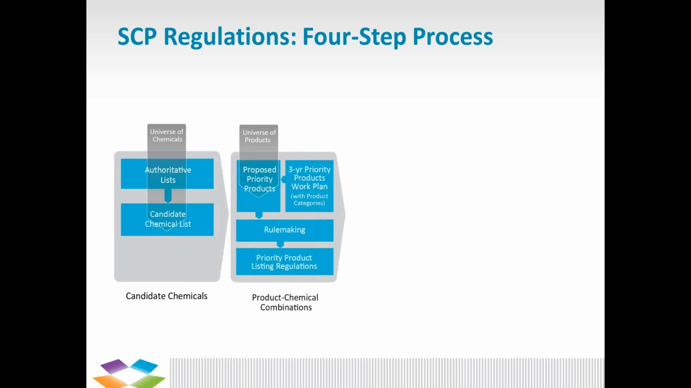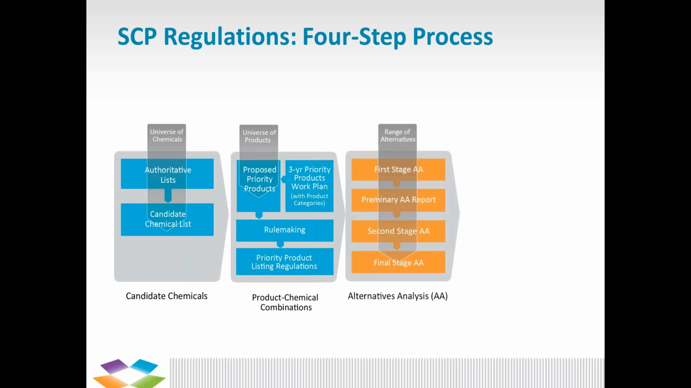The next stage of the process is us taking those chemicals and looking at consumer products that contain one or more of those chemicals and saying which ones we want to tee up to be the focus of our program and the requirements for doing AA. So the way we do that is that we have a rotating 3-year work plan that identifies product categories from which we pick specific products. We take that product chemical combination that we call a priority product, we put it in rulemaking, and once that's established in this listing regulation, those people who make that product are then what we call responsible entities and are then subject to our alternatives analysis process, which is essentially a 2-stage process.